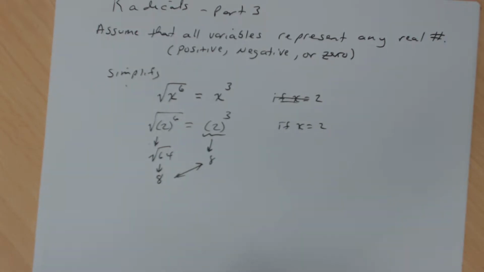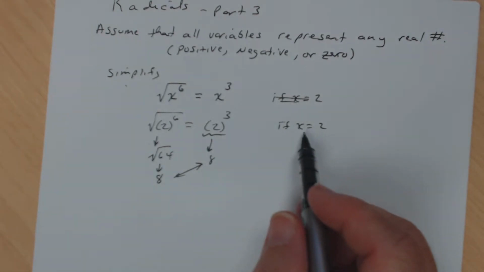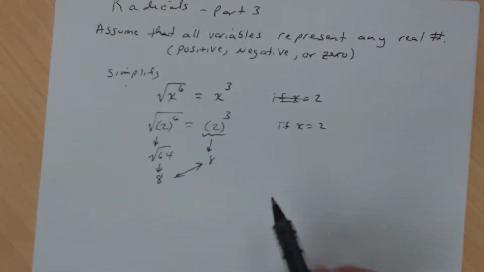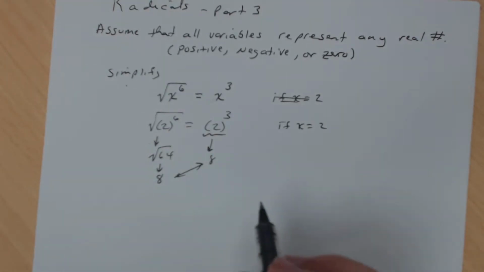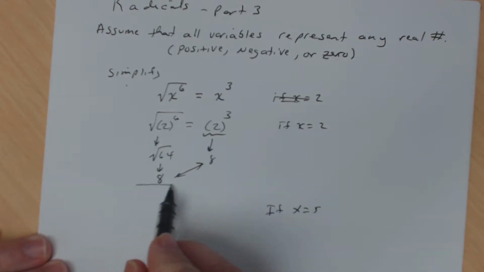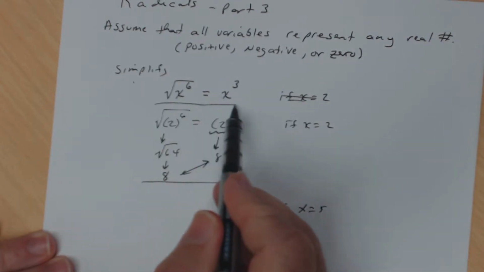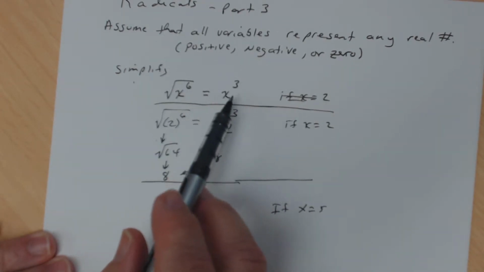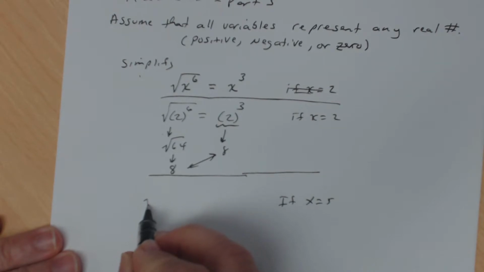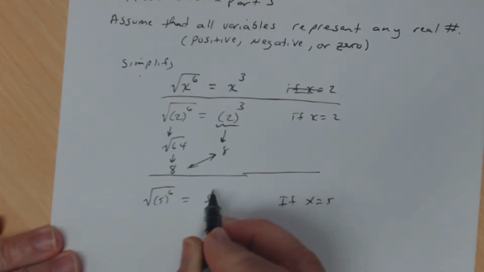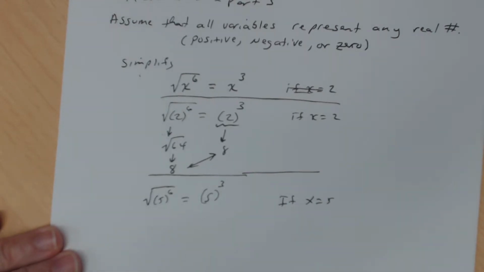All right. So is it true for x equal 5? Is it true for any positive number? That's the idea. Well, let's suppose x is 5 and see what happens. If x is 5, I'm going to check and see if this expression equals this. Is the square root of 5 to the 6th power going to equal 5 to the 3rd power? That's the question.